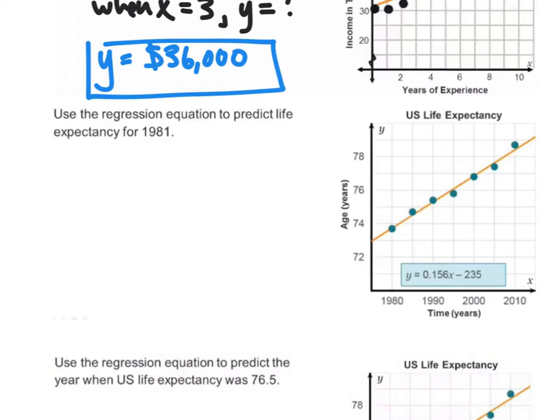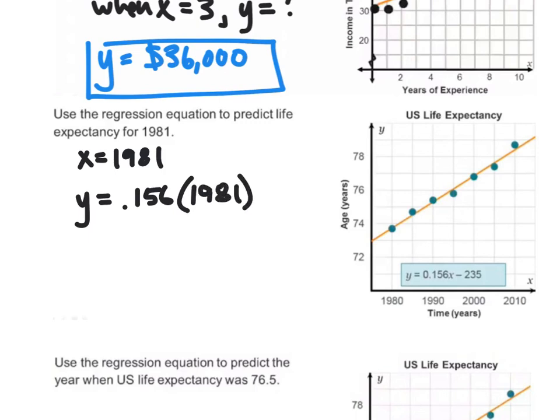So what I want to do is actually plug 1981 into this equation for x to get y. Okay, so x is time in years, and the y value is age. So to get my life expectancy, I've got to plug in 1981 for x. So let's do that. So x here is equal to 1981. All right, we're going to plug that in. So I've got y equals 0.156 times 1981, and then minus 235.